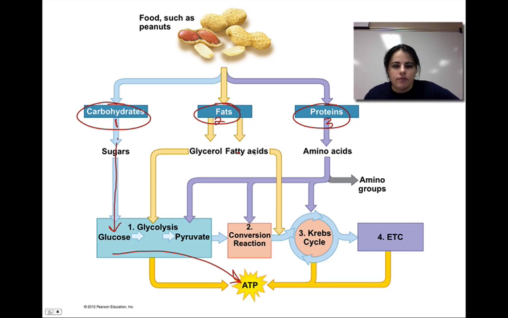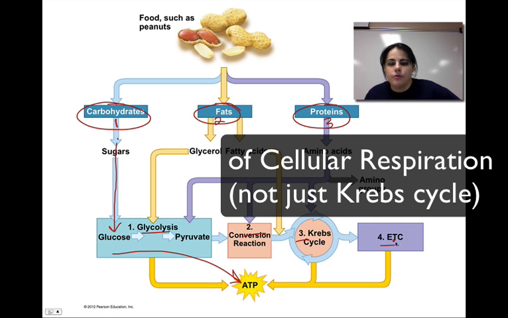All these fats can be converted into the 4 different steps of the Krebs cycle to make our body's ATP.